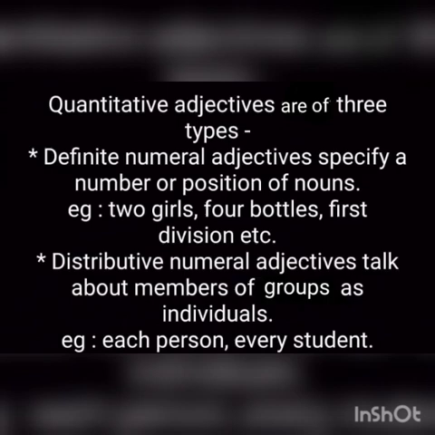Quantitative adjectives are of three types. Definite numeral adjectives specify a number or position of nouns. Example: 2 girls, 4 bottles, first division, etc.